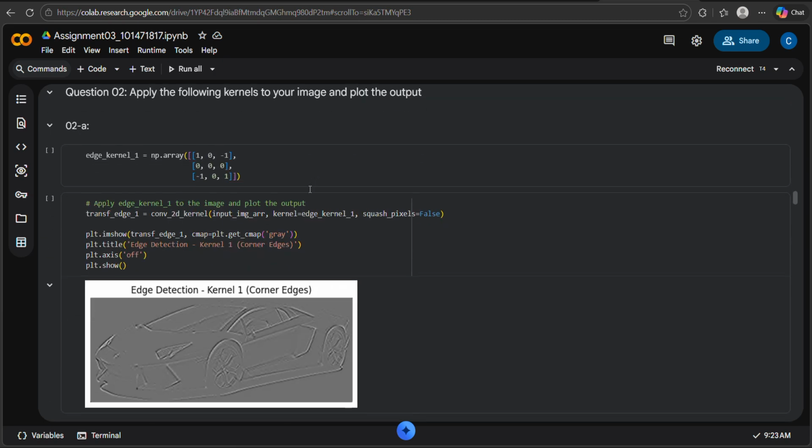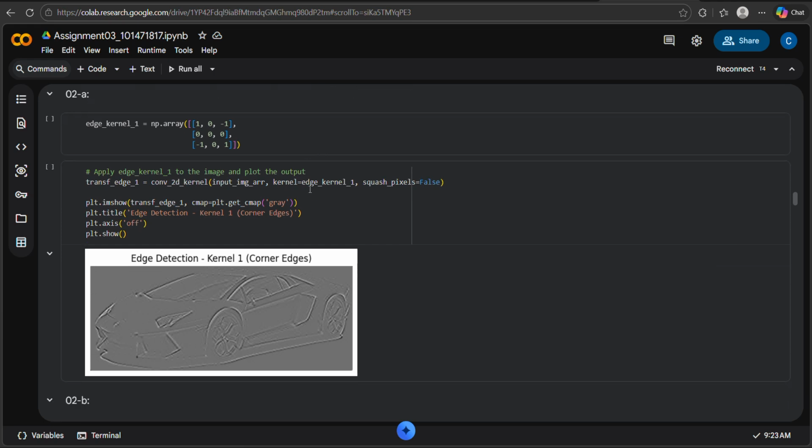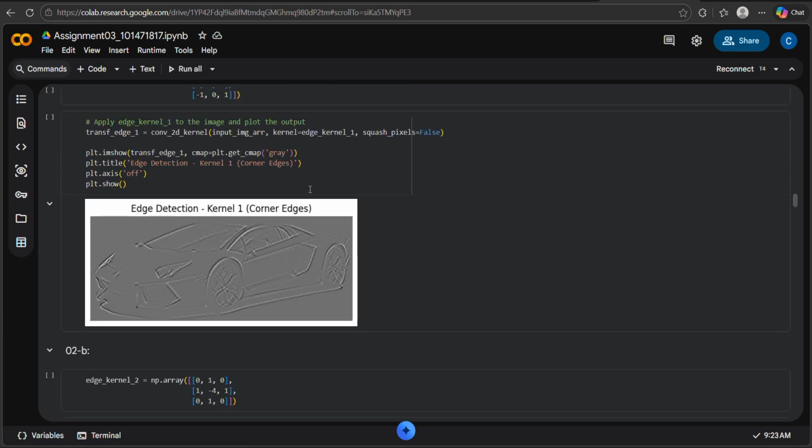For question 2, we applied three kernels as edge detection kernels. Kernel 1, a corner sensitive kernel, responds strongly to diagonal intensity changes, highlighting corners and diagonal edges.